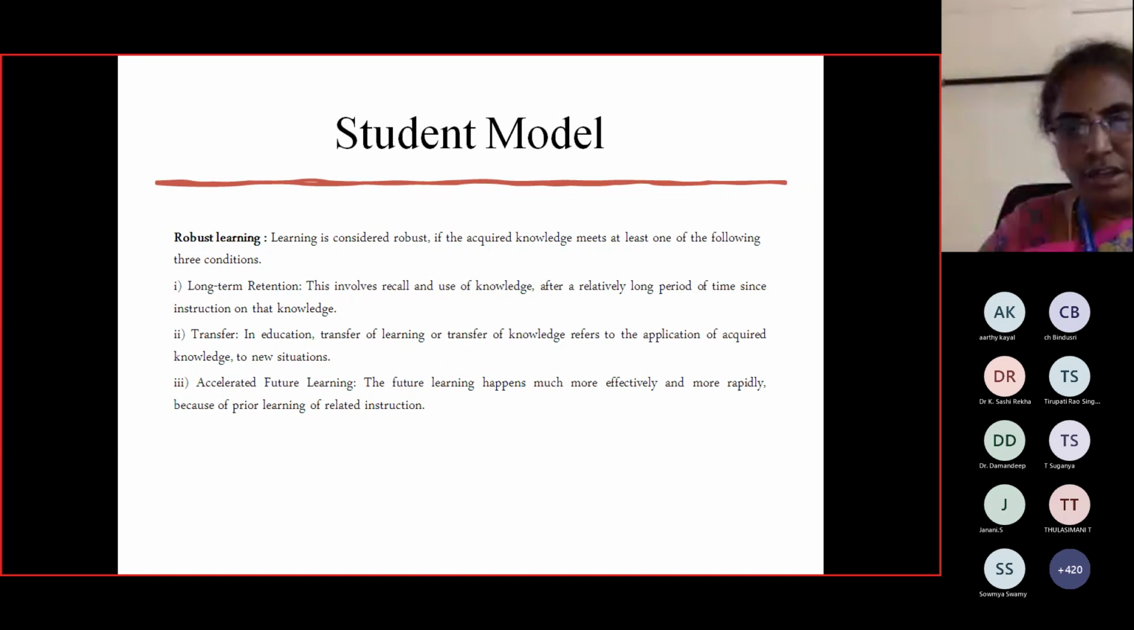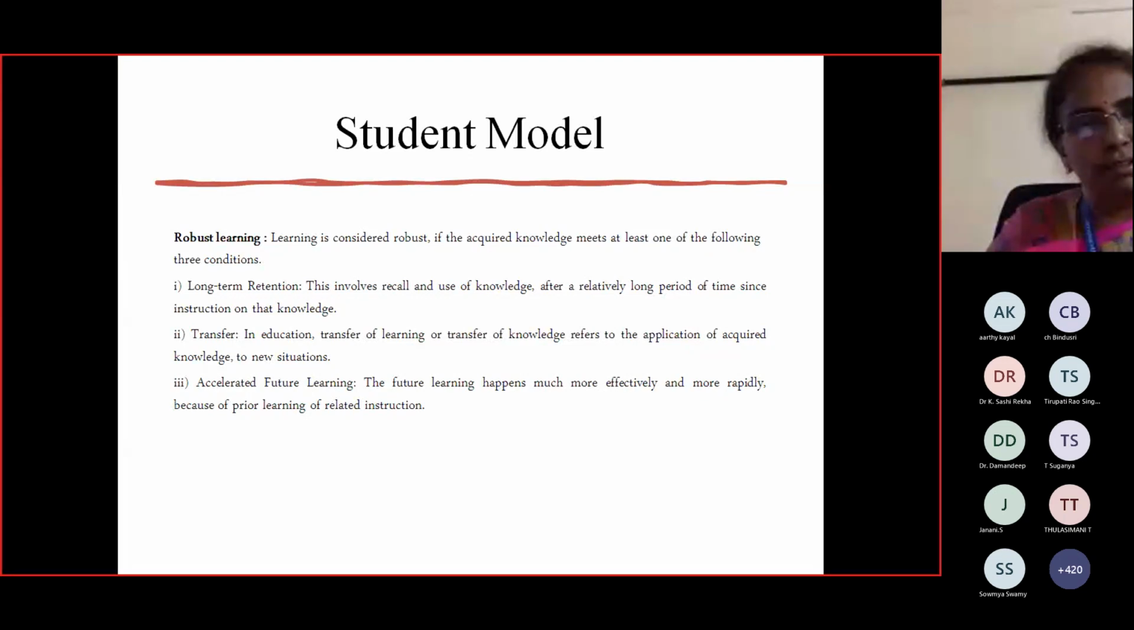And accelerated future learning. Future learning happens provided the prior learning is in place, that is, the prior skills, whatever is required. If the student is completely aware of the prior skills required for understanding the complex skills, only then is the student able to understand the complex skills.